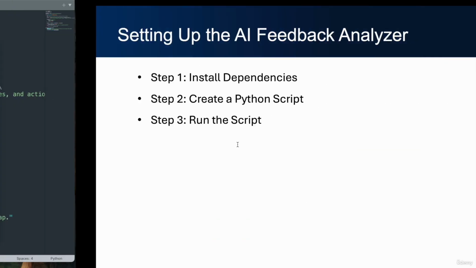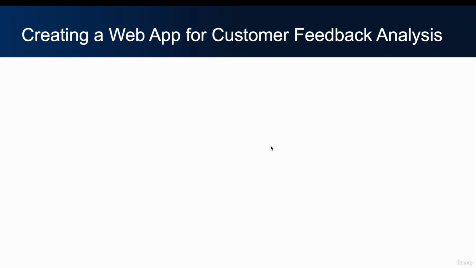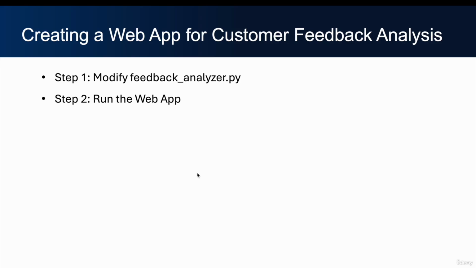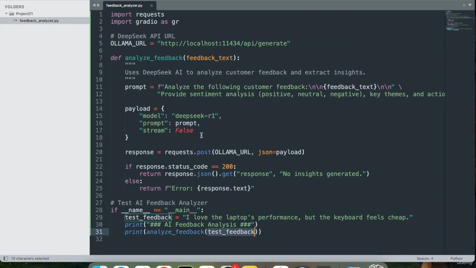So I'm going to go ahead and jump into our next section, which is creating a web app for customer feedback analysis. Here, we're going to build a Gradio web interface where users can enter customer feedback and receive AI-generated insights. We will go ahead and modify the feedback_analyzer.py and then we're going to run the web app. So let's go back to this project.